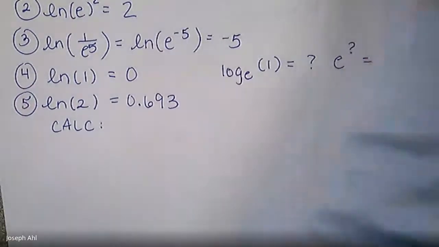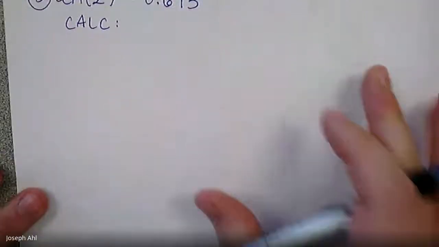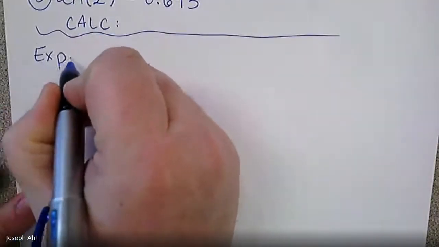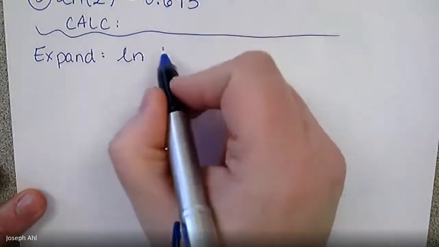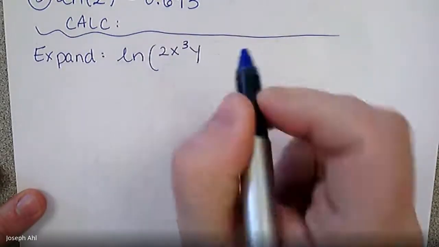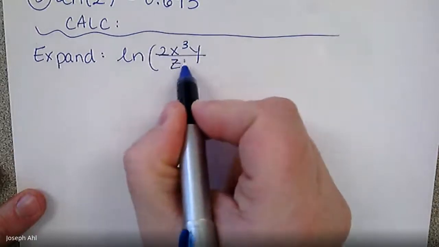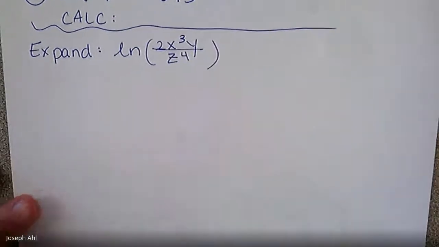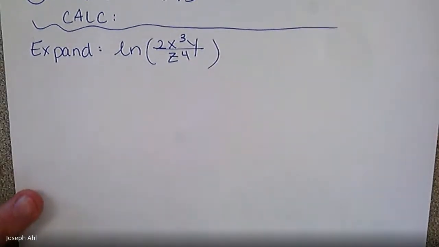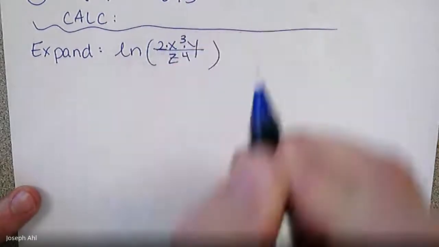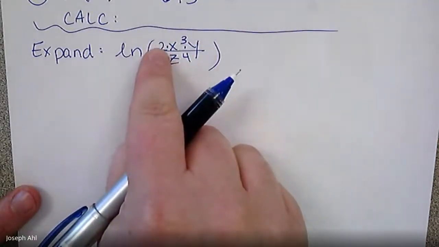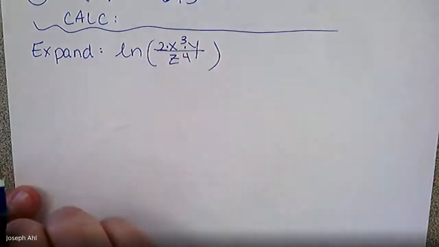Guess what? We can expand and condense with natural logs too, just like we can expand and condense with any log base. So if I said to expand the natural log of 2x cubed y over z to the 4th, oh boy, lots of pieces there. Well, we know what to do with powers. We know what to do with multiplication. We know what to do with division. Just be careful that in the numerator, you're really multiplying those 3 things. Okay, the 2 is separate from the x cubed, which is separate from the y.